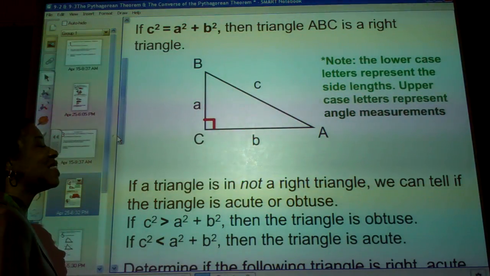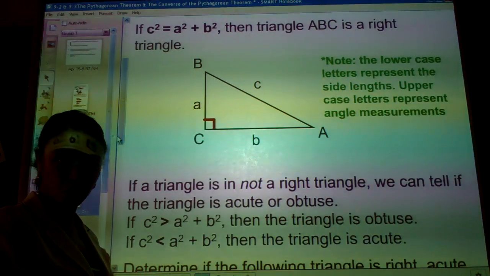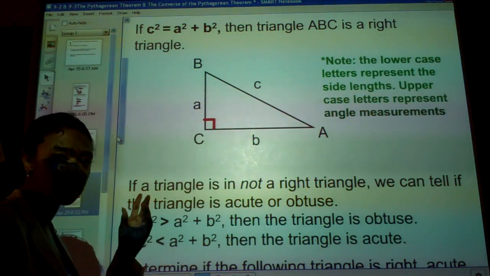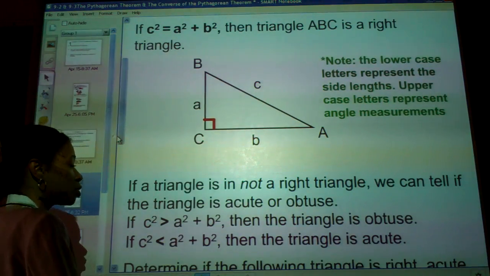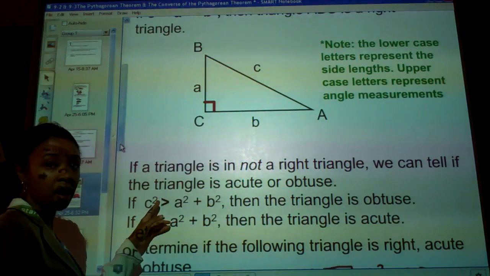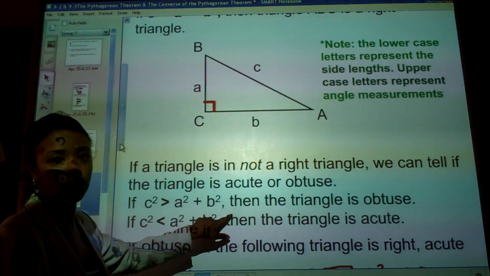If a triangle is not a right triangle, we can still tell if the triangle is going to be acute or obtuse. Sometimes it's not going to be a right triangle, but we can still tell if it's an acute triangle or an obtuse triangle. Here's how you can tell. If C squared is greater than A squared plus B squared, then it's obtuse.